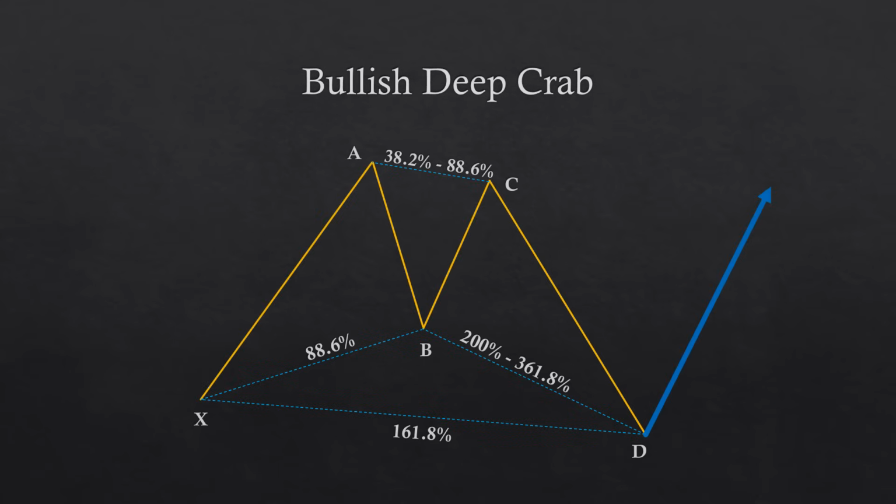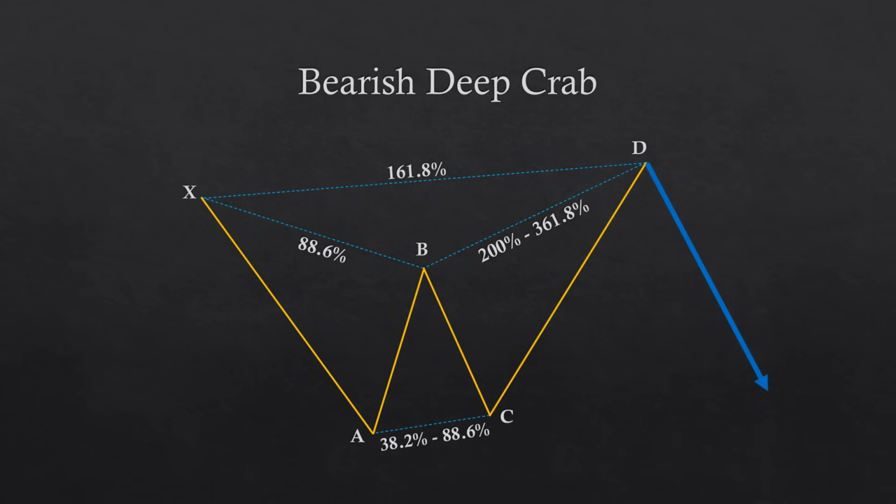In the bullish deep crab, we have the following pattern. The ratio between AB and XA must be 88.6%. The ratio between BC and AB must be between 38.2 and 88.6%. The ratio between CD and BC must be between 200 and 361.8%, and the ratio between AD and XA must be 161.8%. In the bearish deep crab, we have the mirror image of the bullish deep crab with the same properties and peculiarities preserved. The next harmonic pattern we're going to study is the Gartley.